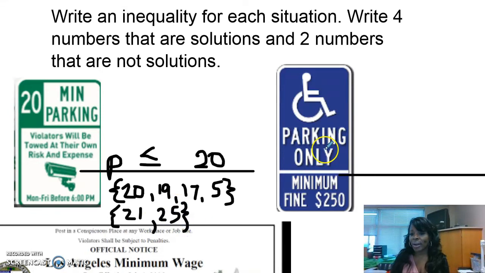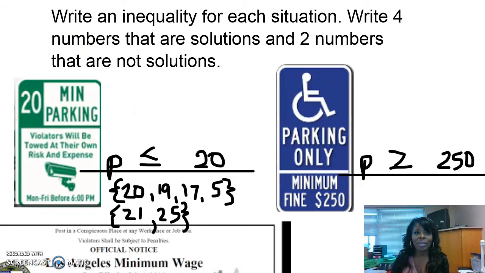Let's look at the next parking sign. Handicap parking, a minimum of $250 if you are not handicapped and you park there. So then what we do is we write P and we write 250. So can they charge you $250? Well, sure. But that's the minimum. So the actual fine can be greater than or equal to 250.